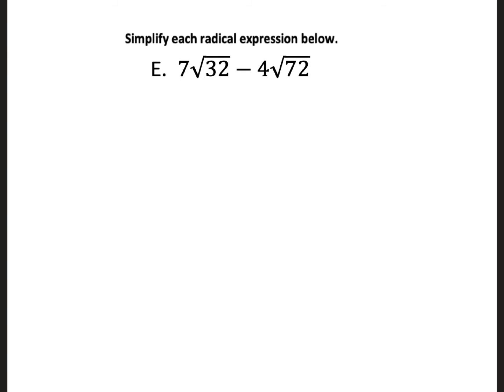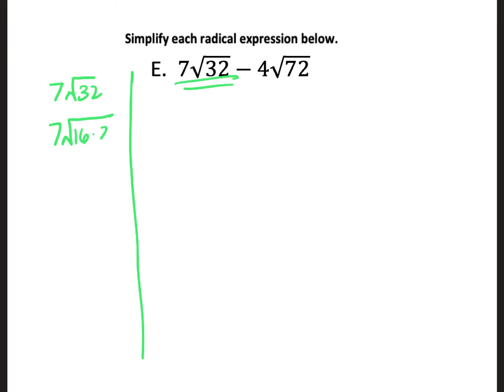For E, you have 7 root 32 minus 4 root 72. Again, I'm going to start by just simplifying this side, 7 square root 32. I know I can divide 32 by 16, which is a perfect square. So we have 7 times the square root of 16 times 2, which is 7 times the square root of 16 times the square root of 2. The square root of 16 gives me 4, so we have 7 times 4 root 2. When I do 7 times 4, I get 28. So my first one is 28 root 2.